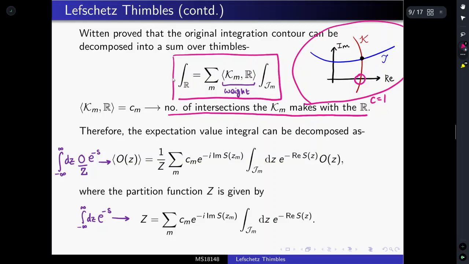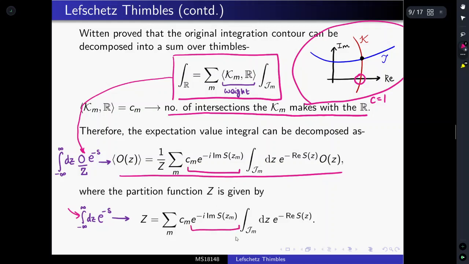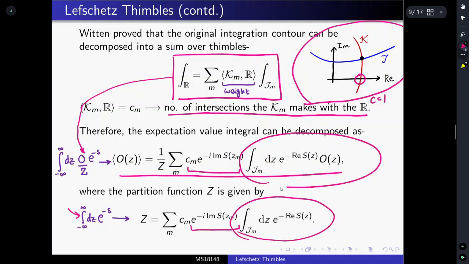And using this deformation, we can easily write the expectation value and the partition function integrals in this form. You can see that this phase factor very conveniently comes out of the integral and is no longer a problem. I also want to emphasize that everything up to this point is exact. We have not used any numerical approximations here. The only numerics involved are in calculating these contour integrals over the thimbles. So J is the thimble.